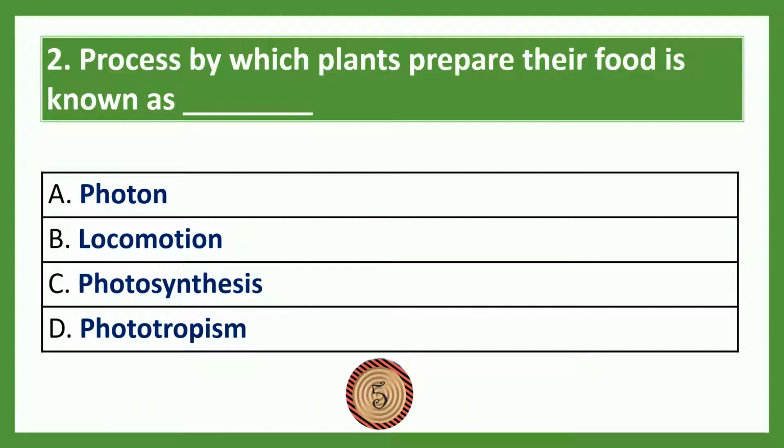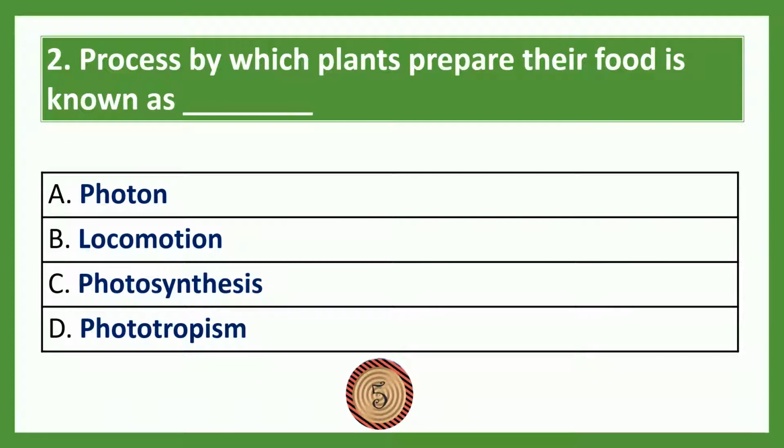Match the following. We have in column A: leaf, stem, root, fruit. In column B: keeps the leaves in light, absorbs water from soil, contains seeds, prepares food for the plants. The answer is option D.